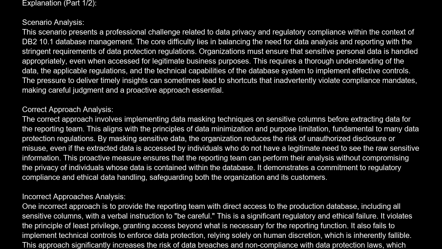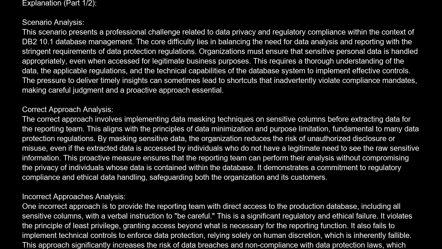This proactive measure ensures that the reporting team can perform their analysis without compromising the privacy of individuals whose data is contained within the database. It demonstrates a commitment to regulatory compliance and ethical data handling, safeguarding both the organization and its customers.